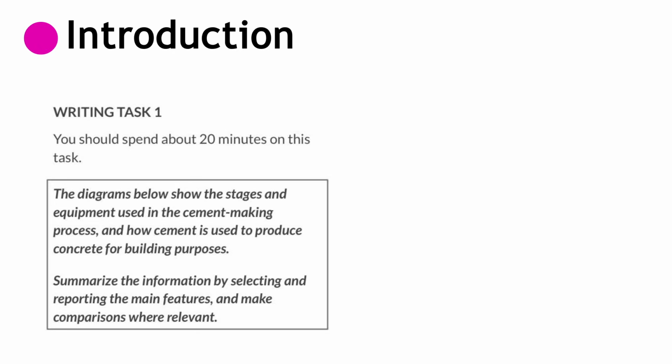Instead of the diagrams, we can write the 2 representations, all right? The 2 representations below. So we can omit below. There's no need to use below here. Show. Instead of show, we can write illustrate. And then instead of stages, we can write steps. All right? Stages, steps. Equipment. Instead of equipment, we can write tools. And instead of used, we can write required.